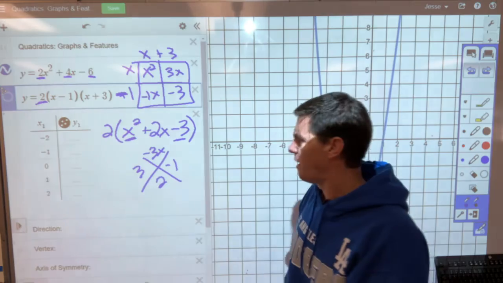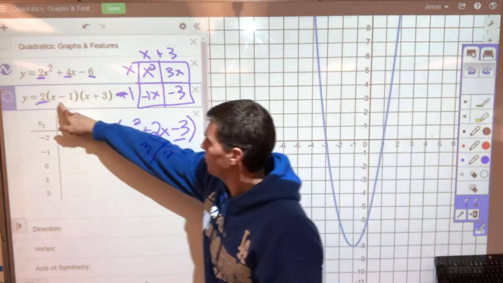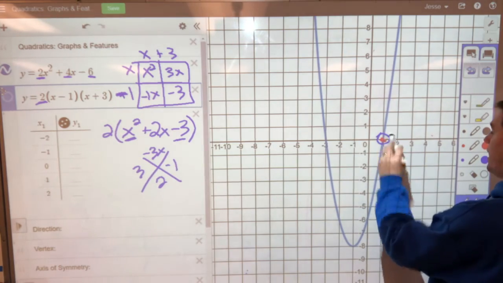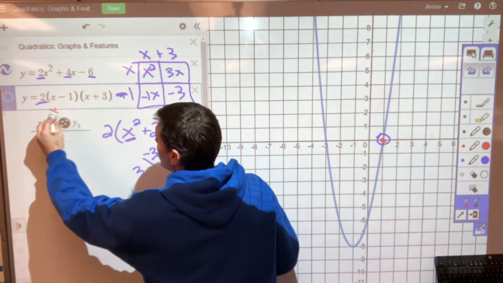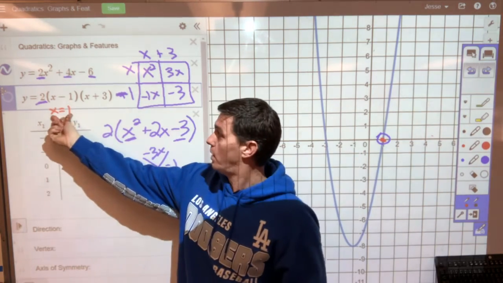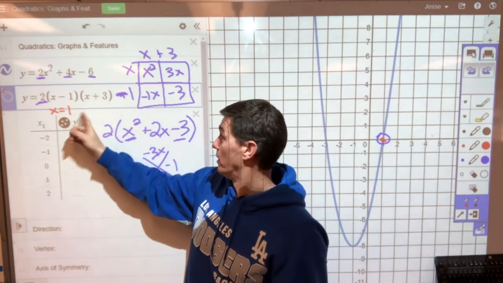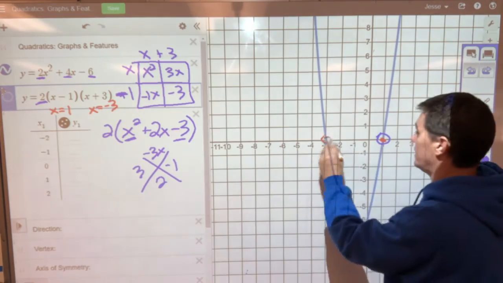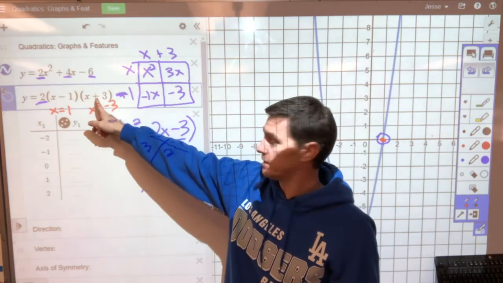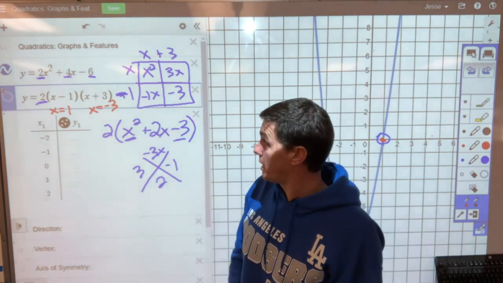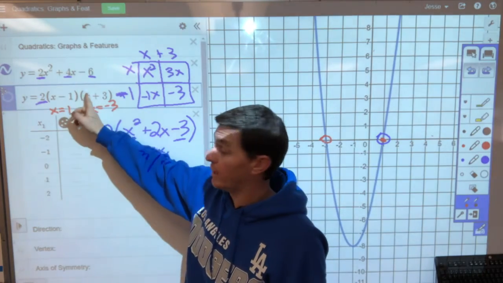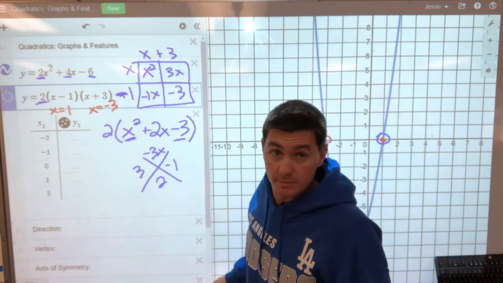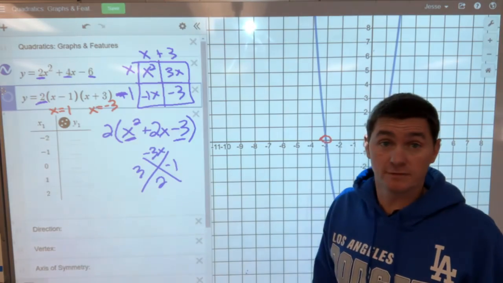Now, how does this connect to our graph? Well, right here, x minus 1. Draw your attention to this x-intercept right here at positive 1, because what happens when x equals 1? We'll plug in 1. 1 minus 1 is 0. Okay, over here, x equals negative 3. What's special about that? Plug in negative 3. Negative 3 plus 3 is 0. And the zero product property says anything times 0 is 0. And so that's how we find our x-intercepts. All right, so that's what you need to know for quadratics, graphs, and features. Thanks for tuning in.